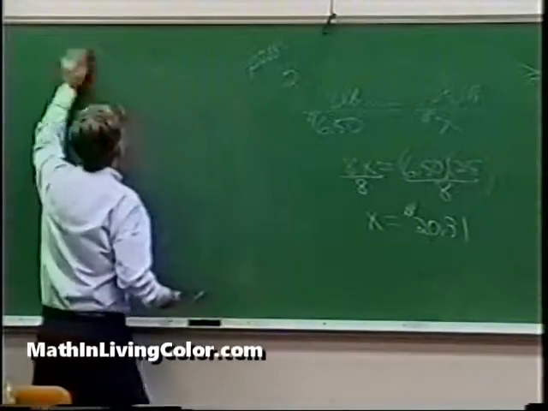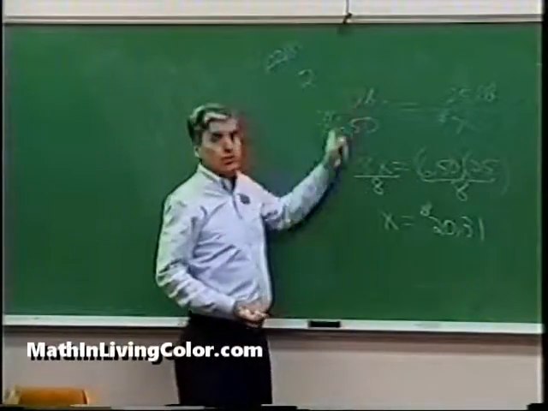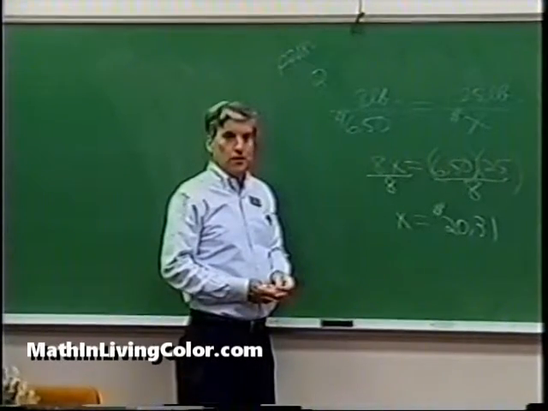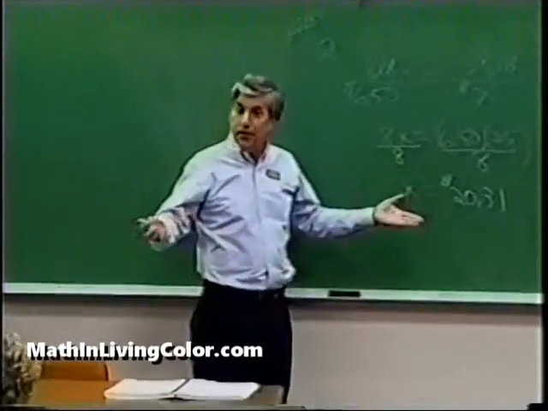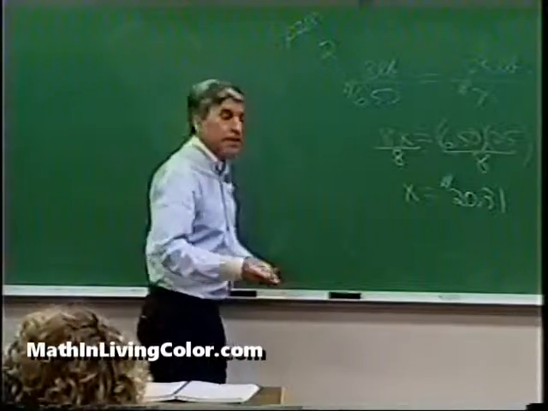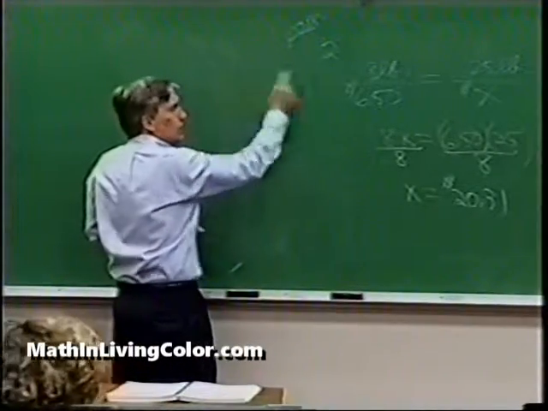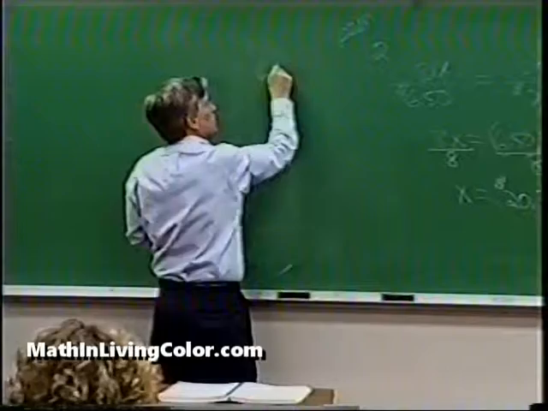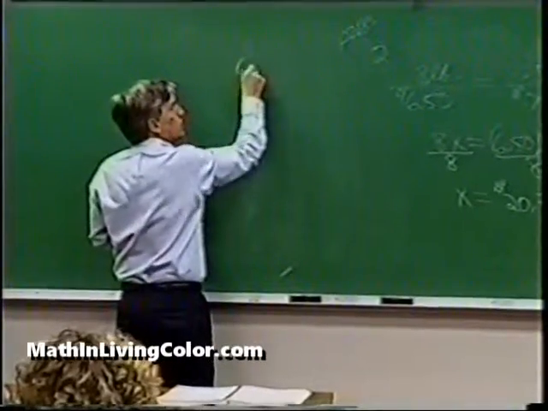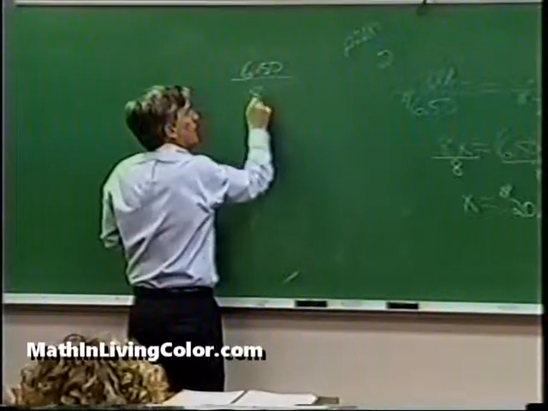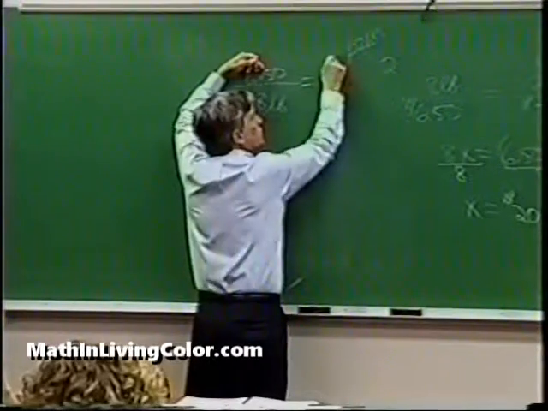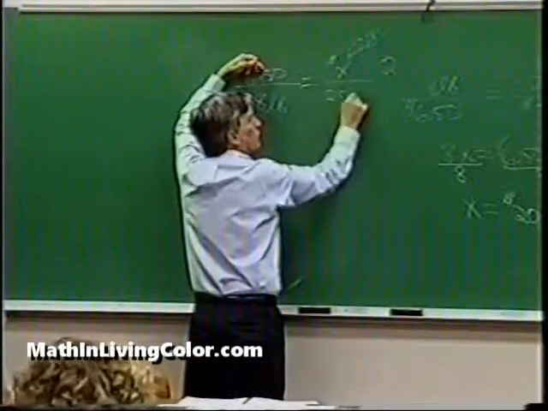I've got another question for you. How did I know to put the pounds over the dollars? And the answer is, it doesn't matter. If you put the dollars over the pounds, it would have worked out just as well. If you had dollars over pounds, that would be 650 divided by 8 pounds equals x dollars divided by 25 pounds.